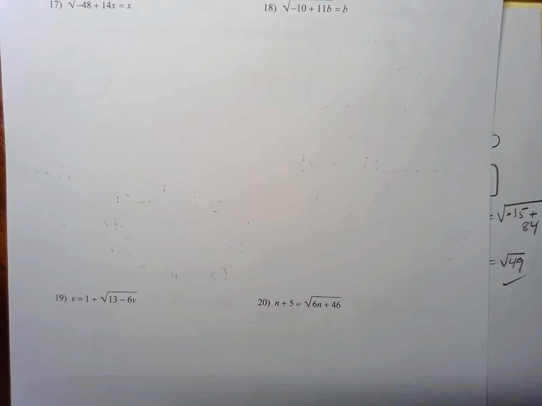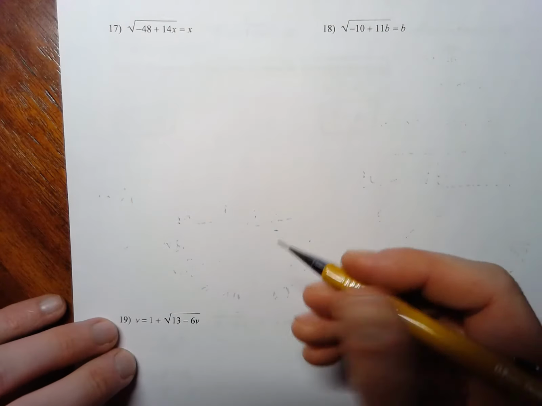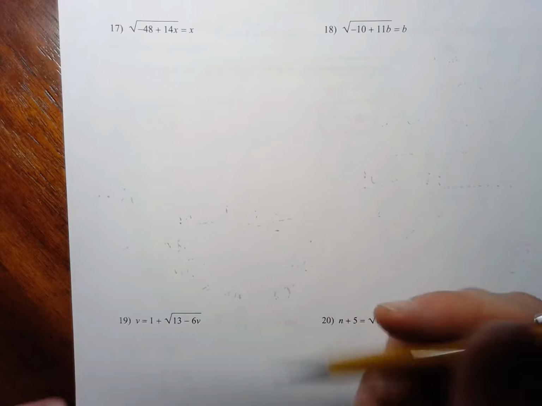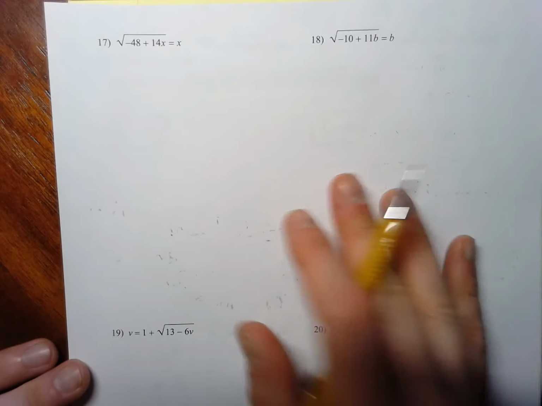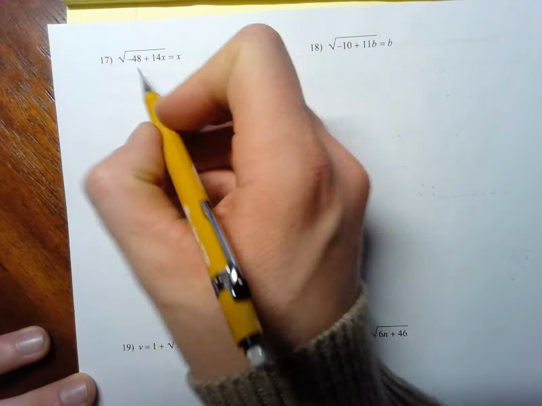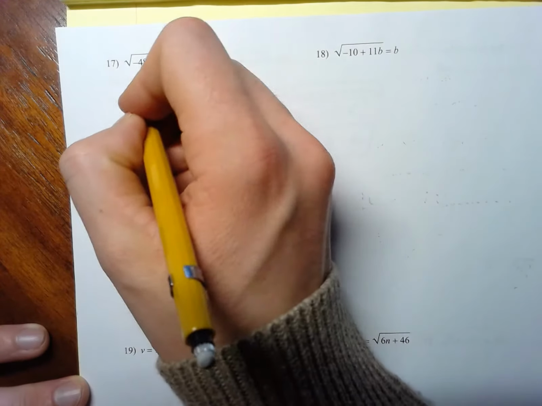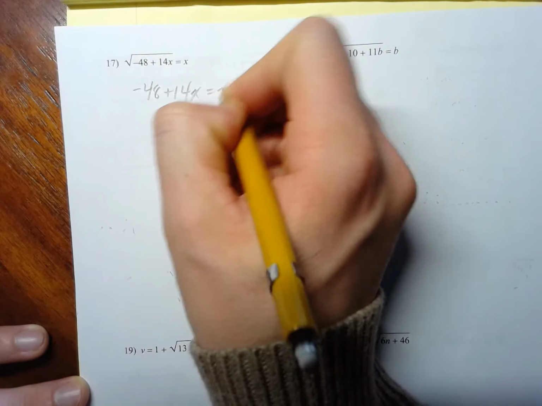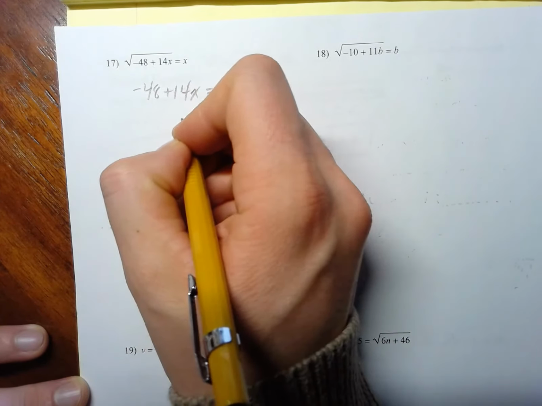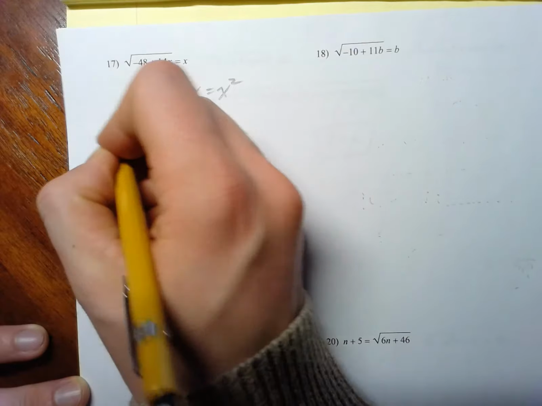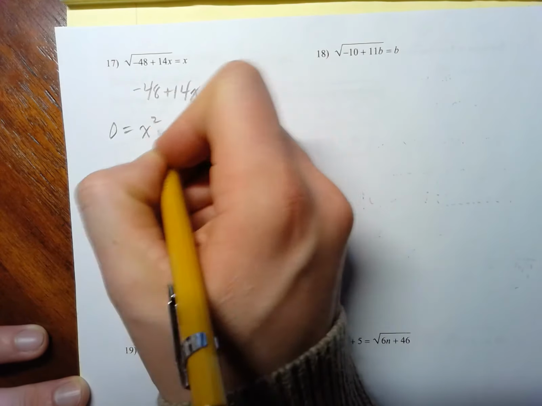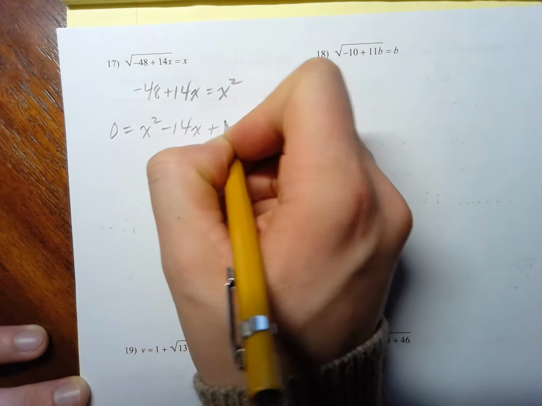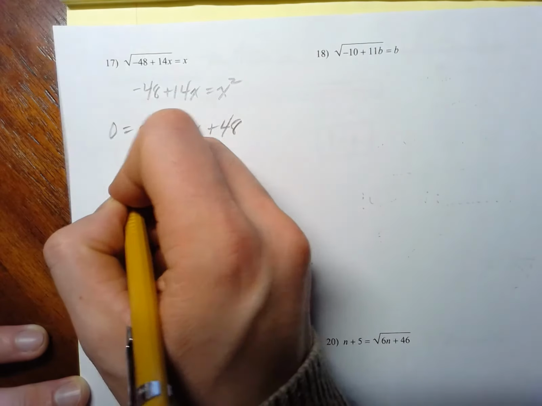Let's go on up to something even more complicated, trying to keep the video less than 15 minutes. So let's do two more. Let's do this one here. So minus 48 plus 14x equals x squared. So 0 equals x squared. Bringing the 14x over makes it negative. Bringing the 48 over makes it positive.